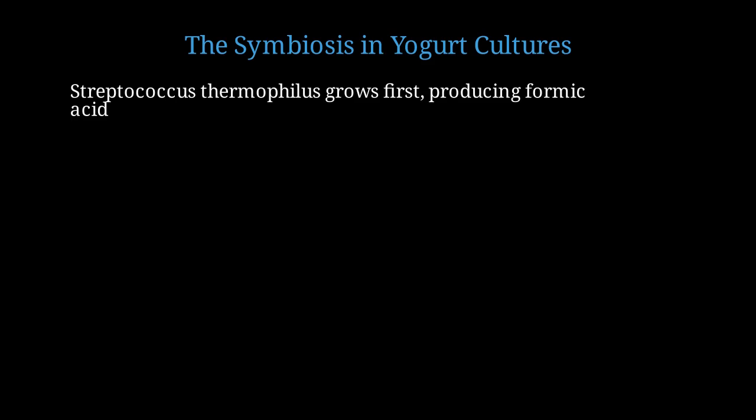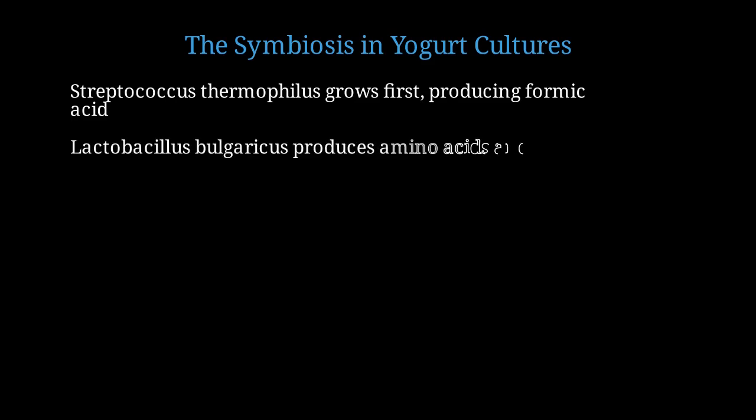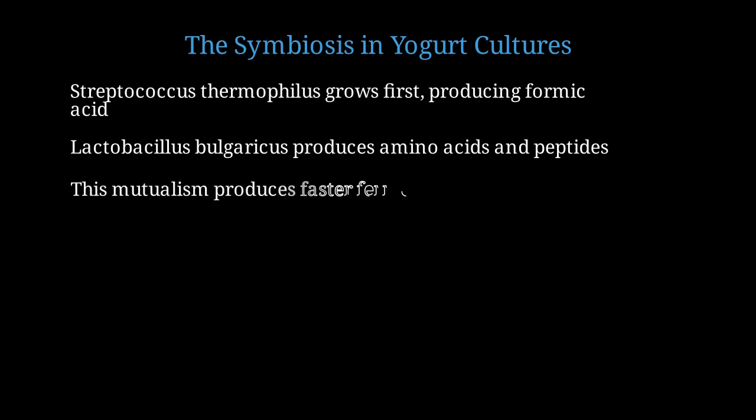Here's a fascinating detail. The two main yogurt bacteria work together in symbiosis. How? Streptococcus thermophilus grows faster initially, producing formic acid and lowering pH slightly. This creates favorable conditions for Lactobacillus bulgaricus. Lactobacillus bulgaricus has strong proteolytic activity, breaking down casein into amino acids and peptides. These compounds stimulate Streptococcus growth. This mutualistic relationship results in faster fermentation than either species alone and creates more complex flavor profiles through combined metabolite production.